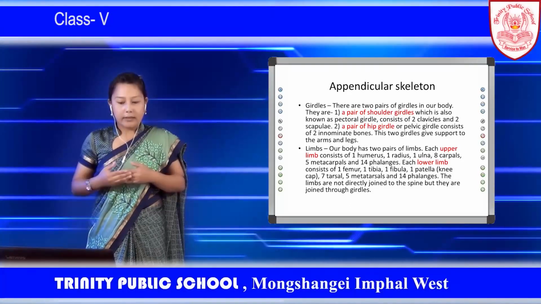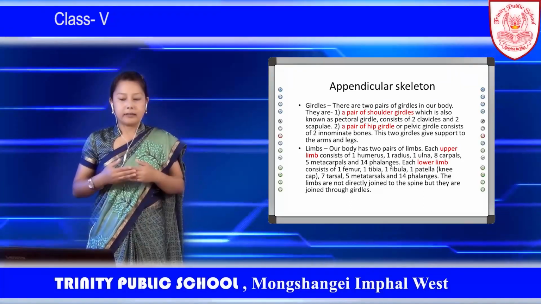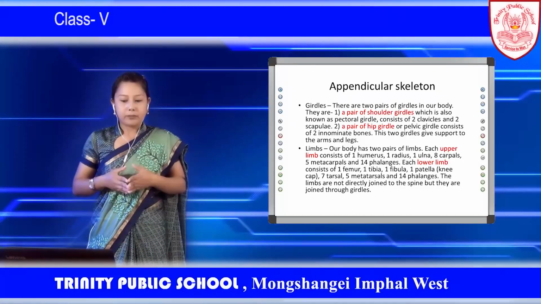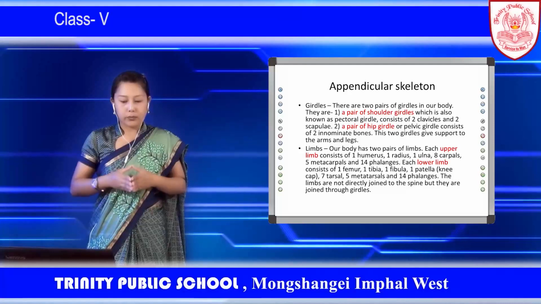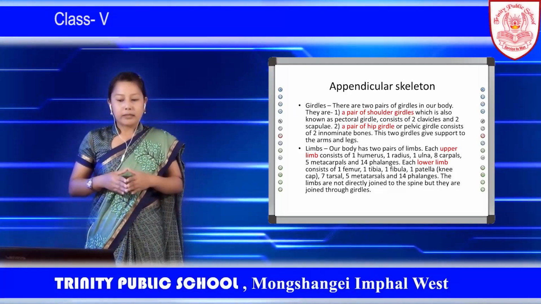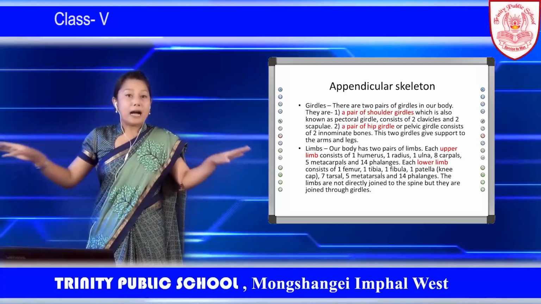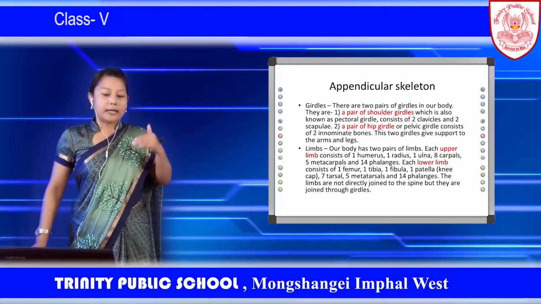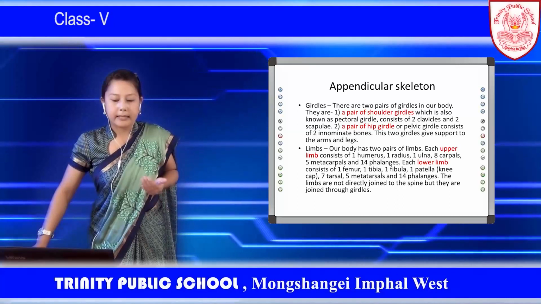The second one, the hip girdle, is also known as the pelvic girdle. It consists of 2 innominate bones. These 2 girdles give support to the arms and legs. And next, the second part of the appendicular skeleton is the limbs.